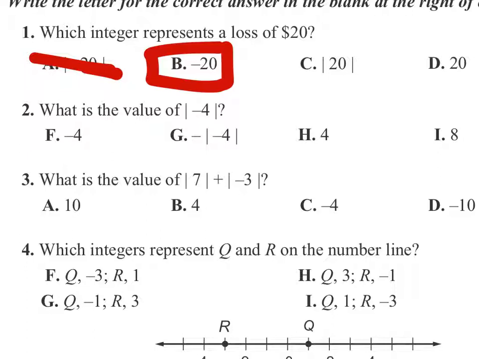Let's just check those other ones to make sure it's good. C is the absolute value of 20. Well, that again is distance. And D is a positive 20, which would be really weird to represent a loss with a positive value, which is okay with accounting, but this is not accounting.